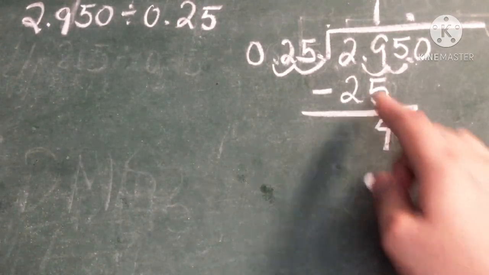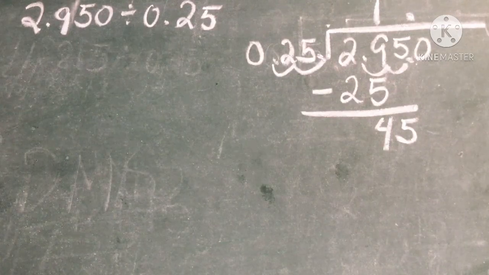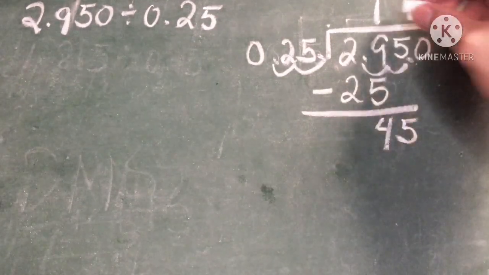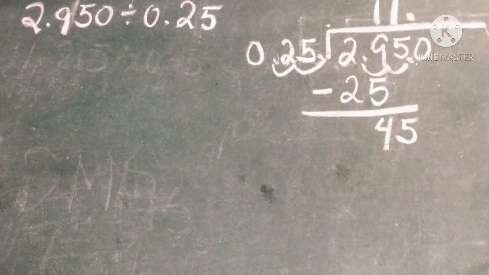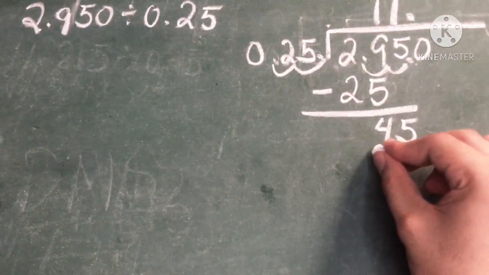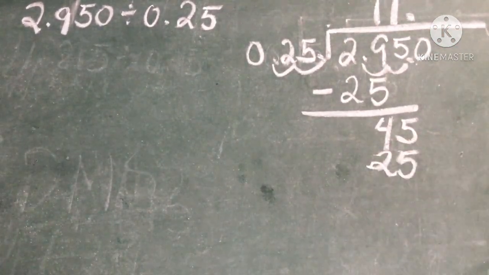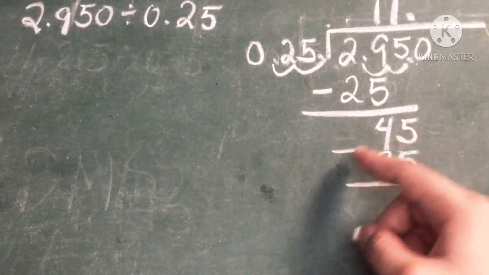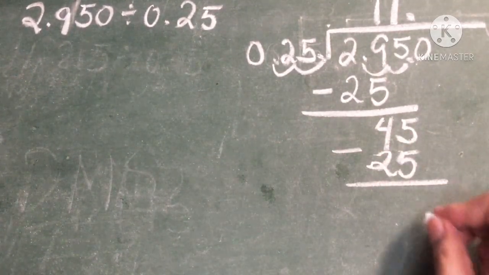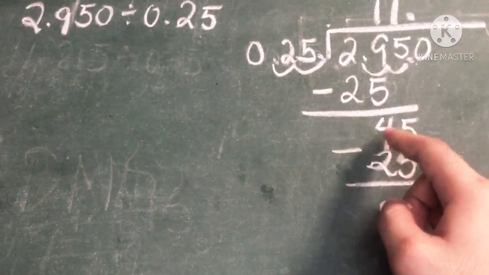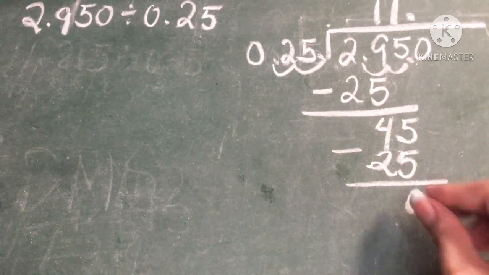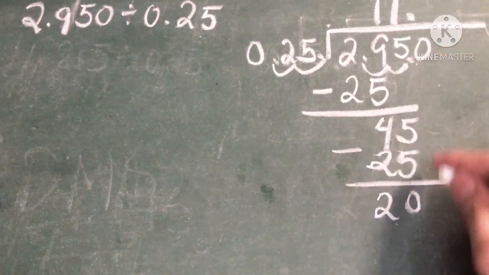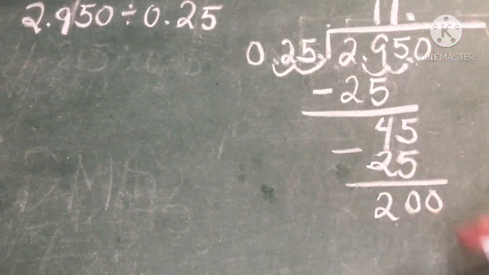Then, 45 divided by 25 is equal to 1. Then, 1 times 25 is equal to 25. The next step is subtract. 5 minus 5 is equal to 0. 4 minus 2 is equal to 2. Then bring down yung 0, yung susunod na digit sa taas.